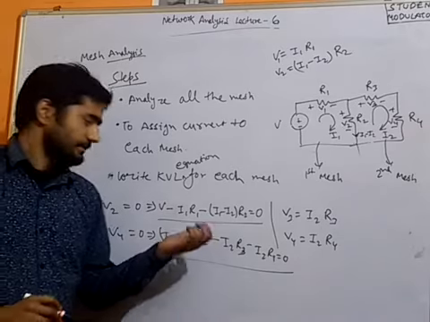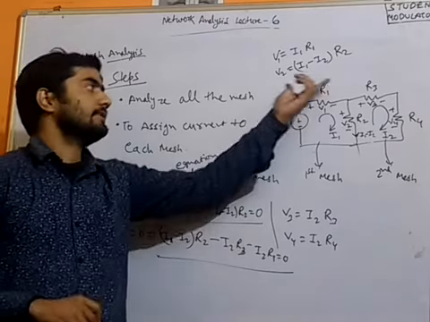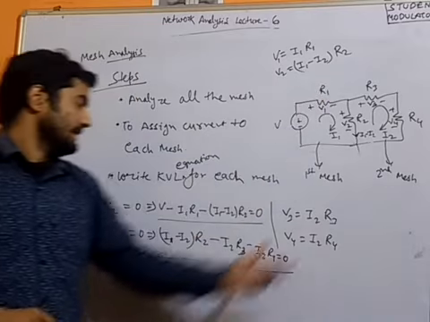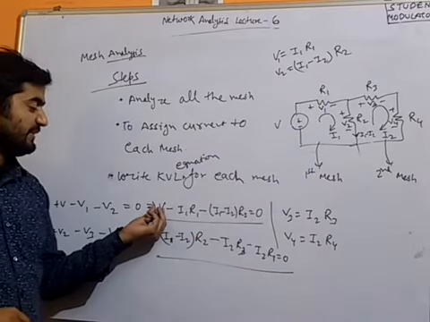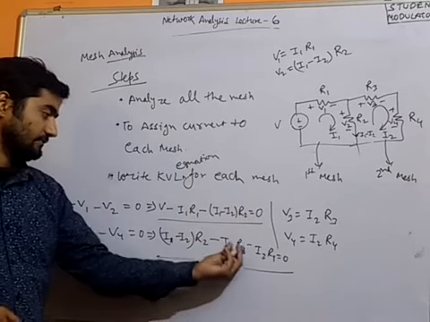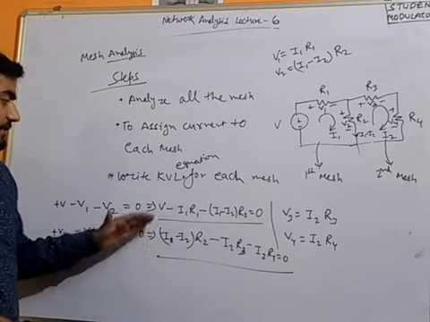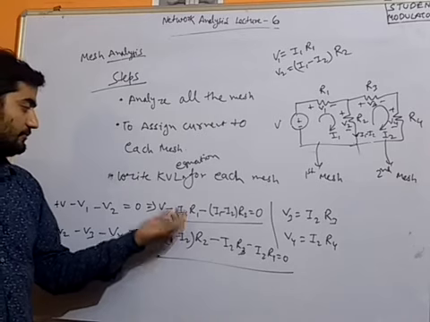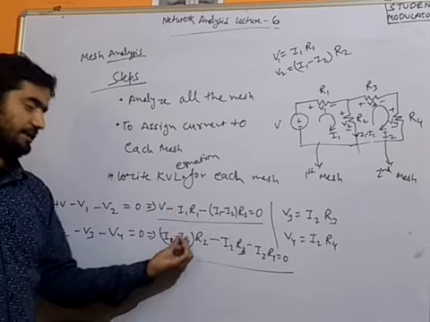In any given question, we will have the values of the voltage source and the values of the resistances. So we will put in the values of V, R1, R2, R3, R4. Overall, we will have two unknowns, I1 and I2.